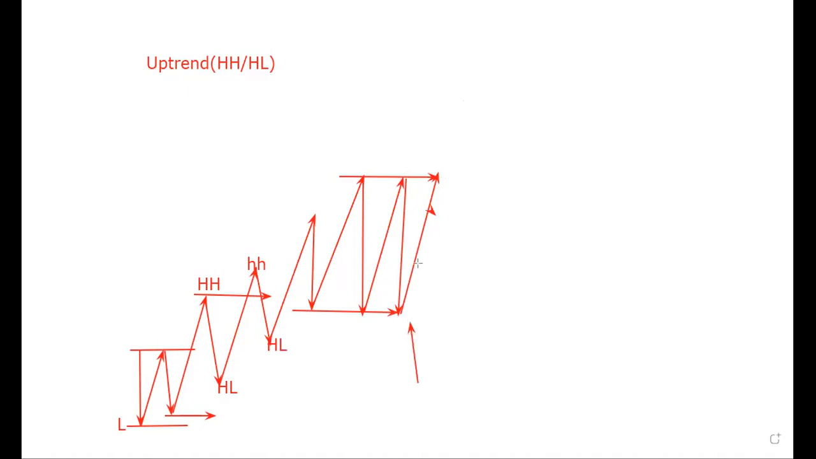Now, if it breaks this up, let me explain. It just means that the market ranged for some period, and an uptrend continues if it breaks upward. But if the market is able to break this downward, what this means is that the market is ready to change the trend. So a trend change happens the moment the market is able to break a higher low.